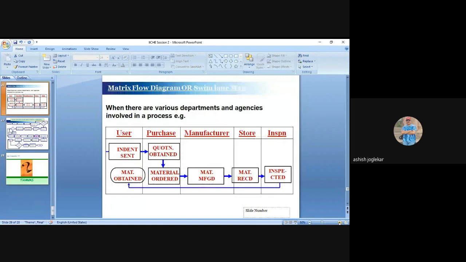The next is a matrix flow diagram or swim lane. The flow diagram can be made in different types. That is a swim lane diagram, where you have user, purchaser, manufacturer, stores, and inspection. The user is indenting a thing. I want to purchase in industry, let us say, a laptop.